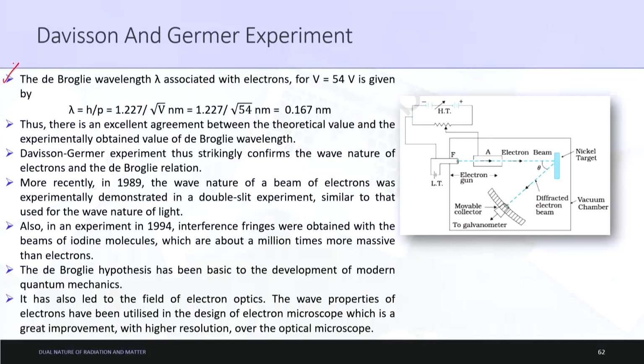It can be proved that the de Broglie relation can be used for cases in which we cannot do the experimental calculations. So, this was also one of the conclusions here. Next, there is an excellent agreement between the theoretical value and the experimentally obtained value of the de Broglie wavelength, quite evident. The Davisson Germer experiment thus strikingly confirms the wave nature of electrons and the de Broglie relation.